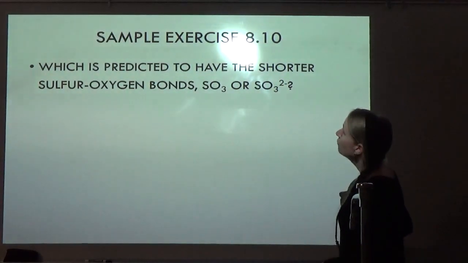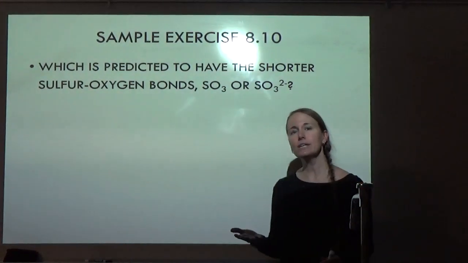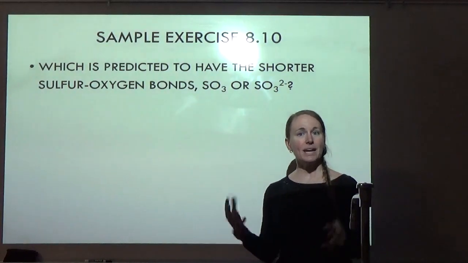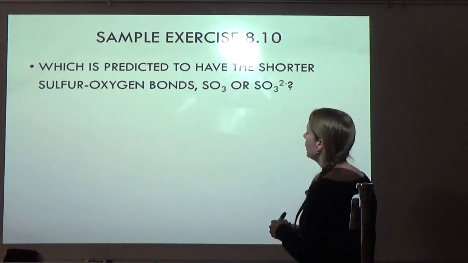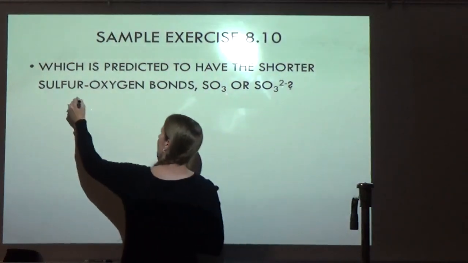It says, which is predicted to have the shorter sulfur-oxygen bond? Remember, the way you can tell the difference in bond length is how many bonds. The more bonds something has, the closer the atoms pull together. So we're looking at SO3 or SO3 2-. Let's look at SO3 first.